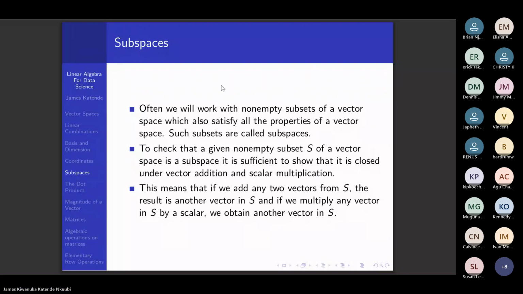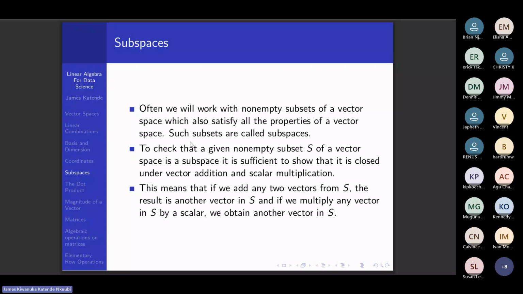So what we wish to do here is the following. Sometimes you have a subset of a vector space, which is also a vector space. In such a case, we say it's a subspace. So it's basically a vector space that is sitting inside another vector space. We'll see some examples shortly.